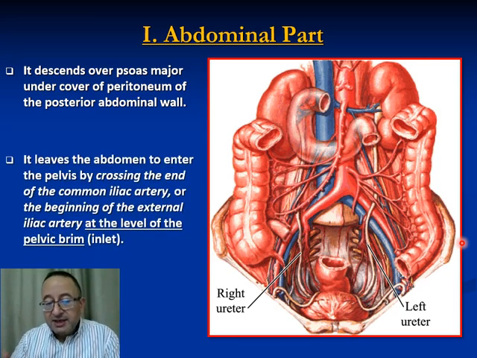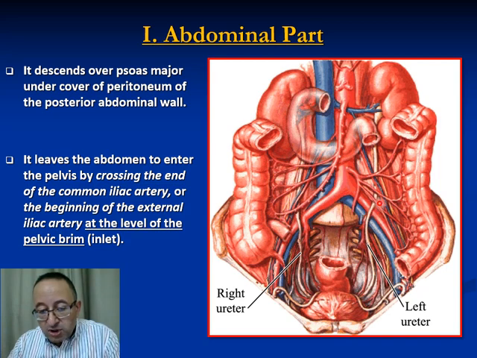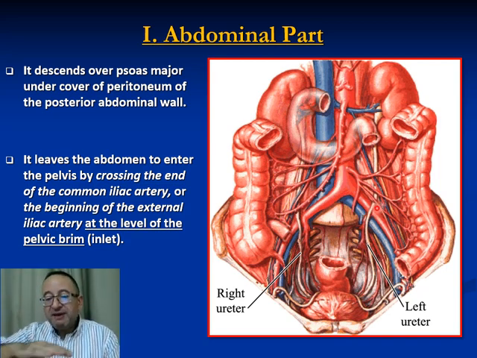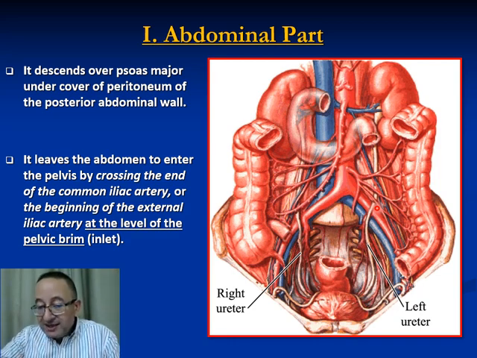How does it leave the abdomen? Yes, through crossing the level of the pelvic brim or pelvic inlet. This level lies at the termination of the common iliac artery or the beginning of the external iliac artery.